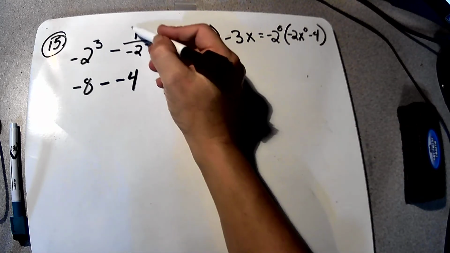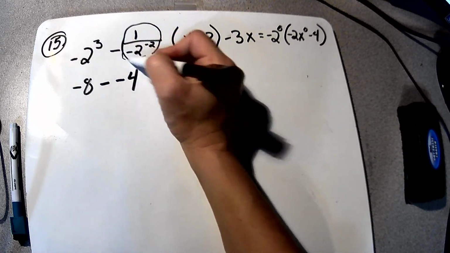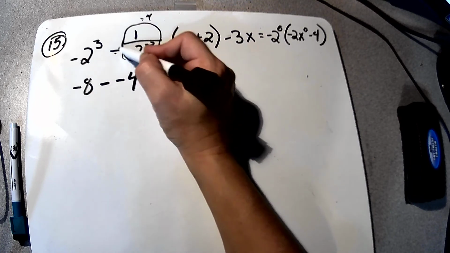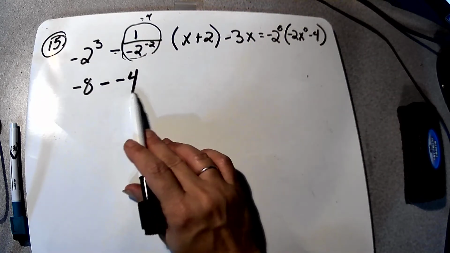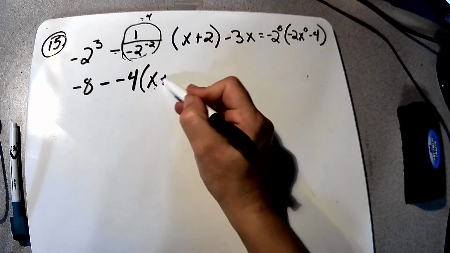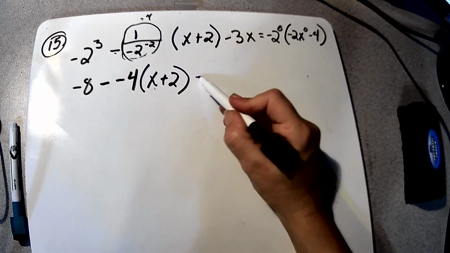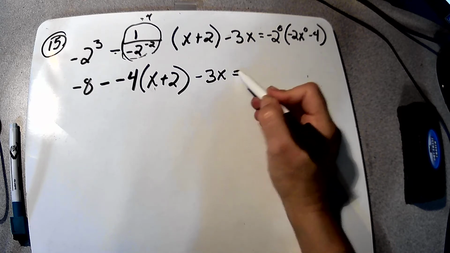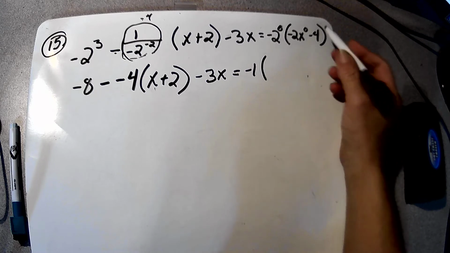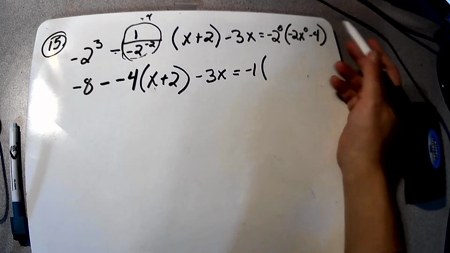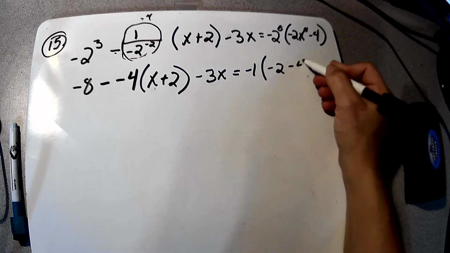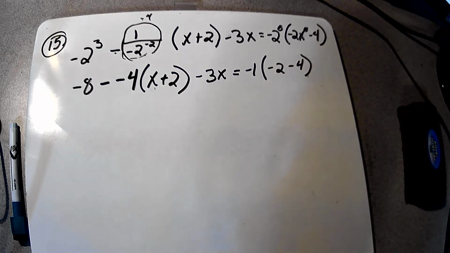Do you see how I did that? So the negative 4 is all of this. It's negative 4. But we still have this negative. We've got to make sure that we have both of them. So minus negative 4 times x plus 2. And now our minus 3x equals 2 to the 0 will be 1. And then x to the 0 will be 1, so that just means we get rid of it. Minus 2, minus 4. Okay?